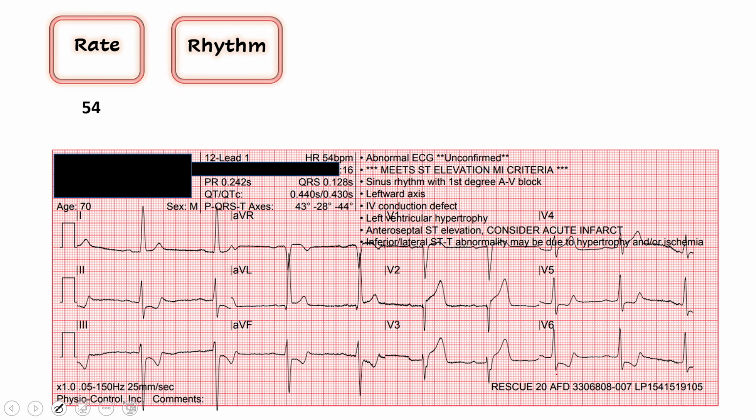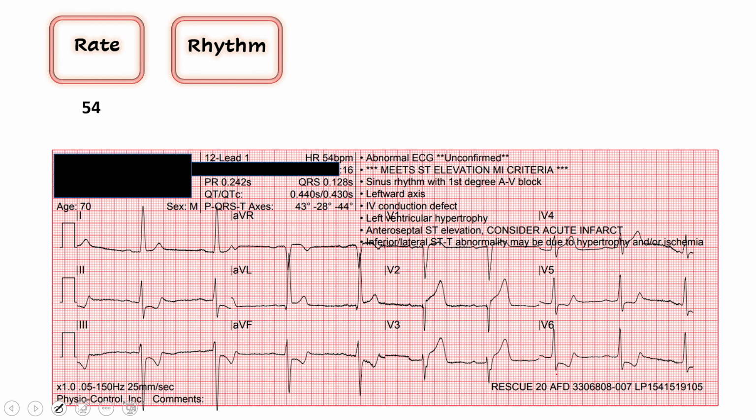As we move on and we look at our rhythm, we ask two questions here. Is there a P wave before every QRS? And then is it regular or irregular? So just looking with the naked eye, it looks pretty regular to me. I don't see any big gaps, any kind of accelerated complexes. I would call it regular.